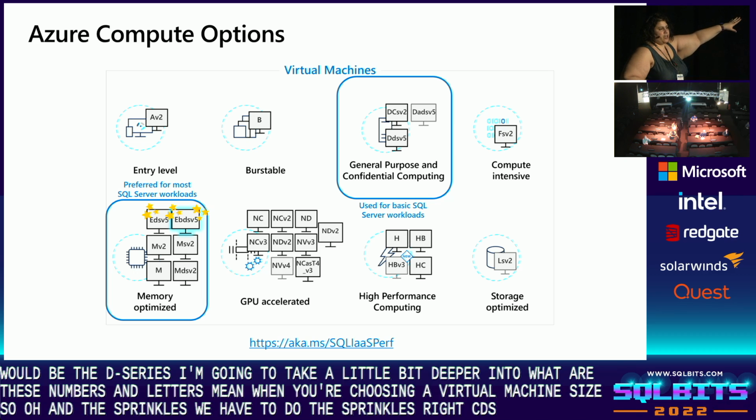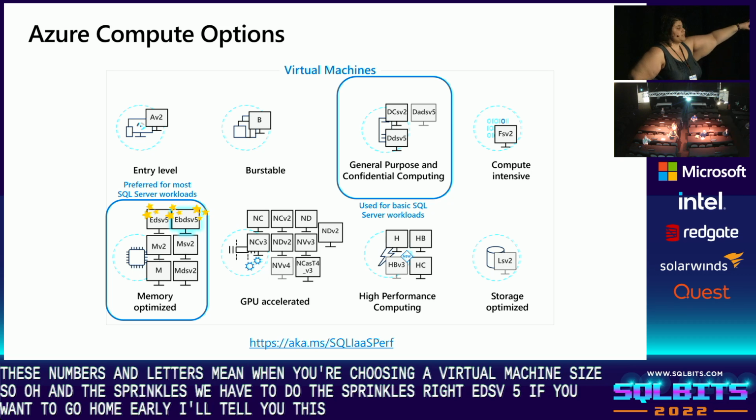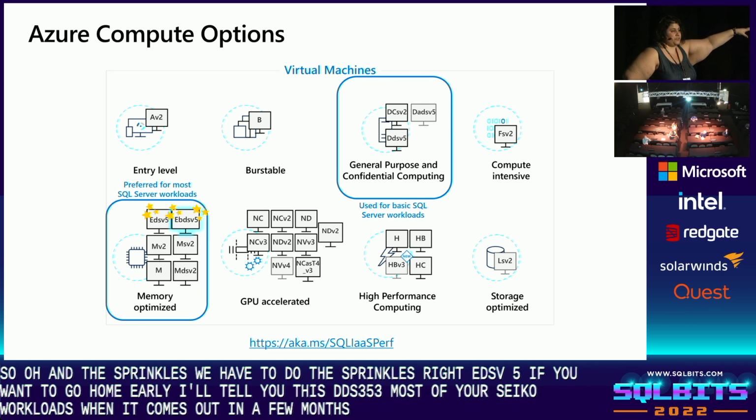And the sprinkles, we have to do the sprinkles, right? EDS v5, if you want to go home early, I'll tell you this. EDS v5 for most of your SQL workloads, when it comes out in a few months, EBDS v5 will be the best price performance for SQL Server.